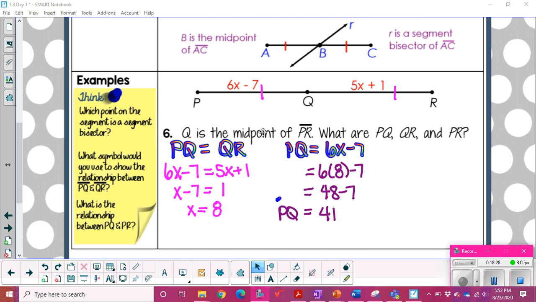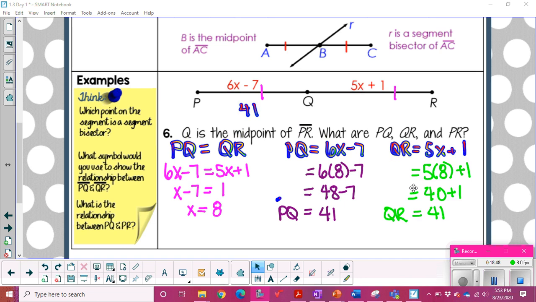Okay, so we know that PQ is equal to 6x minus 7. So all I had to do was plug in 8 in place of x because we already found it over here. And 6 times 8 is 48, and 48 minus 7 is 41. So I know that PQ is 41. Okay, now let's talk about QR. Y'all go ahead and find that for me.